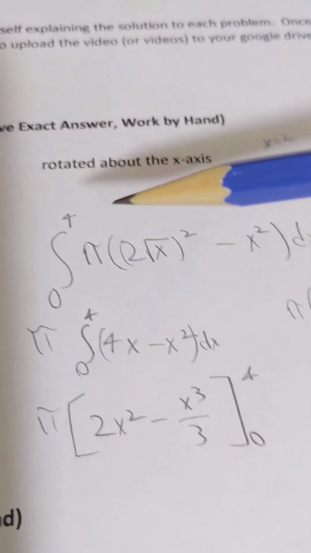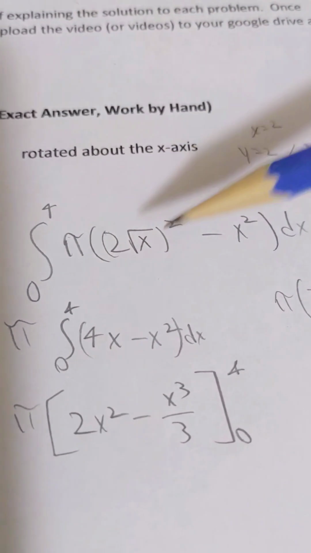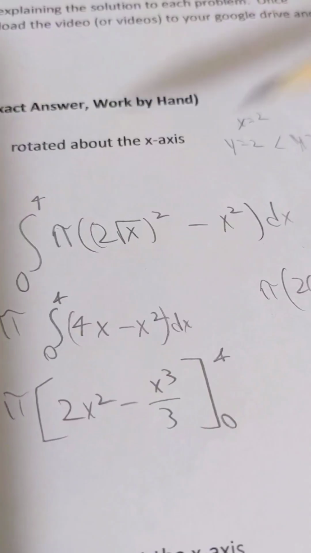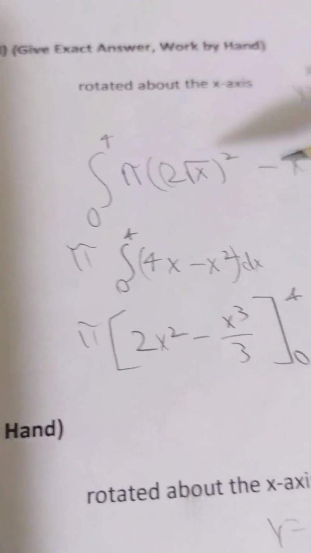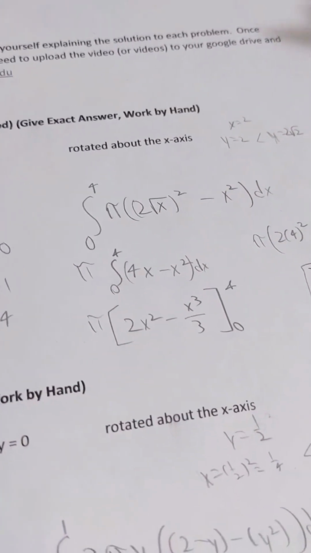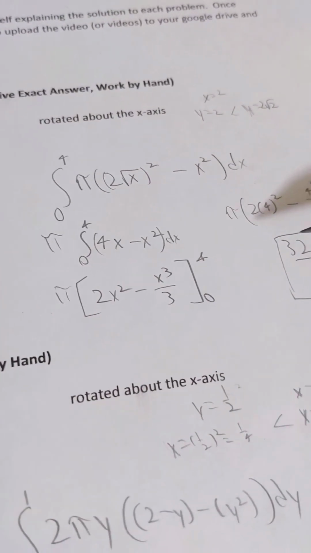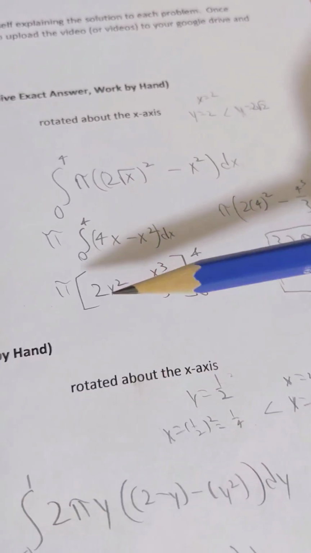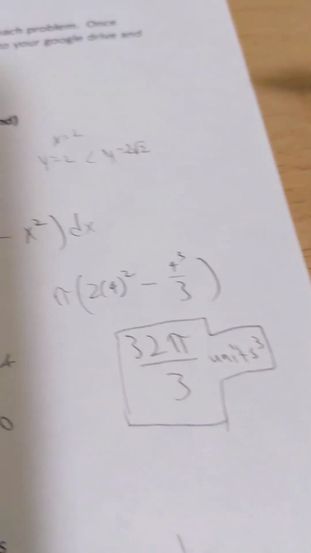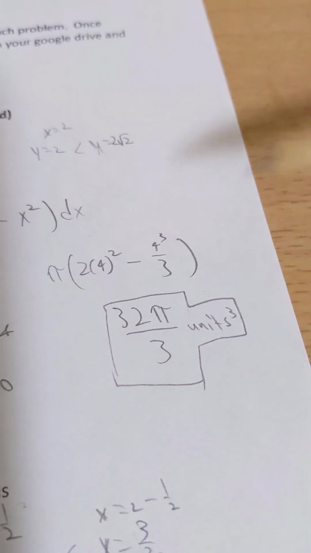the integration of pi r squared, pi times each function squared, upper bound squared minus the lower function. And I take the pi out and continue doing the integration, getting pi times 2x squared minus x to the third over 3. The 0 will just result in a 0, doing the fundamental theorem of calculus. So you add the 4 in there, you'll eventually get 32 pi over 3 units cubed.